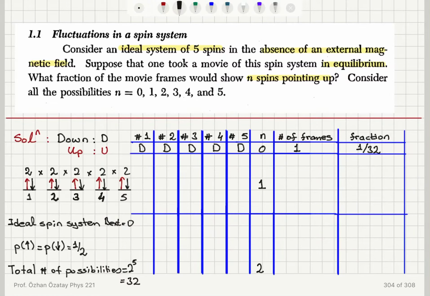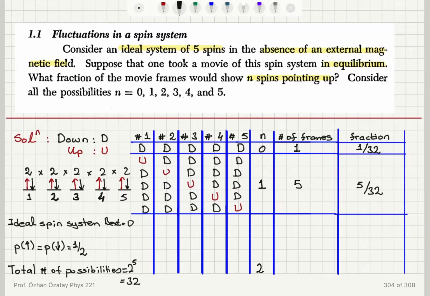Now for the n equals 1 scenario, one of the spins is going to be up. So I can have the first one up, the second one up, third one up, fourth one up, or fifth one up, while the others are down. So this gives me a total of 5 possible configurations. For n equal to 1, the total number of frames is 5, and the fraction of frames is 5 over 32.